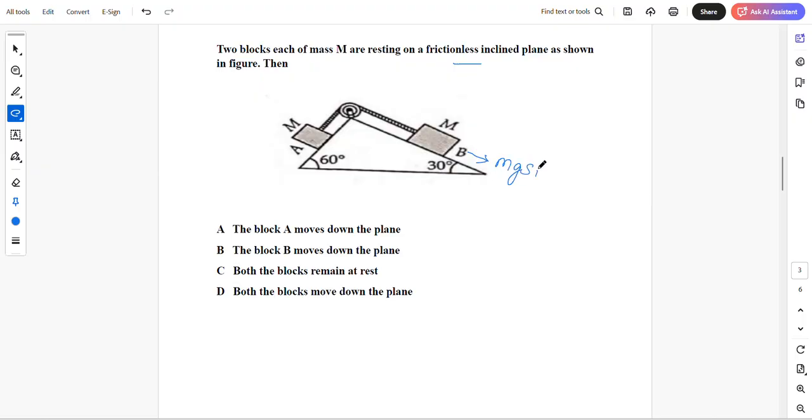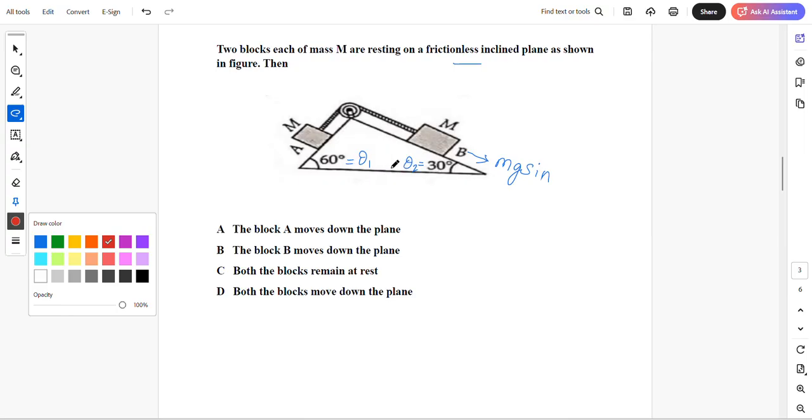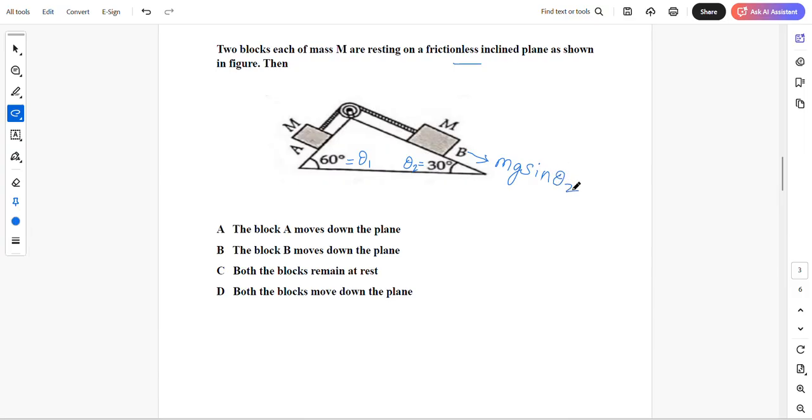mg sine of, this I will call theta 2 and this is theta 1. Now this is theta 1 and this is theta 2. mg sine theta 2, this is m, mg force. That is mg sine theta 2 and here, mg, M is mass of this block, mg sine theta 1. That is equal to mg sine of 60 degree.